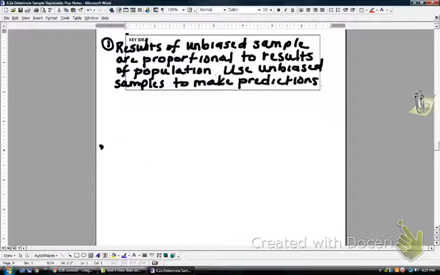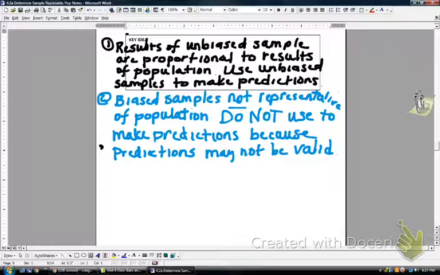So here are a couple of key ideas. The first key idea is the results of an unbiased sample are proportional to results of the population. So you can use an unbiased sample to make predictions. Here we go back to proportions. Think about a proportion as comparing two things, and all of that stuff that we learned about proportions. Kind of jog your memory with that. Then the second key idea is biased samples are not representative of populations. Do not use biased samples to make predictions because your predictions may not be valid.